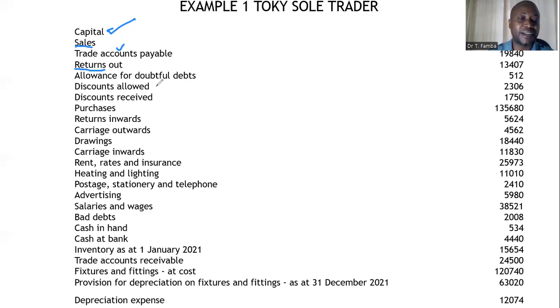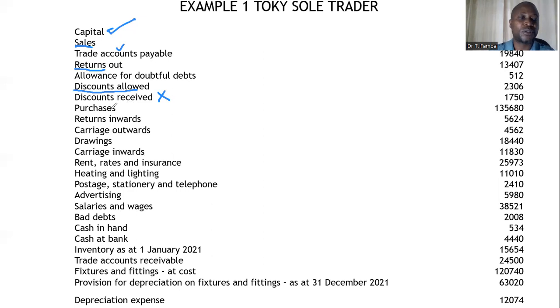Then we have discount allowed. As I said earlier yesterday, discount allowed is an expense. So this item is for the profit or loss and other comprehensive income. Then we have discount received. I want you to take note of this item here. So I'll put an X here. Discount received is an item that should go after the gross profit, and it should be treated as other income.